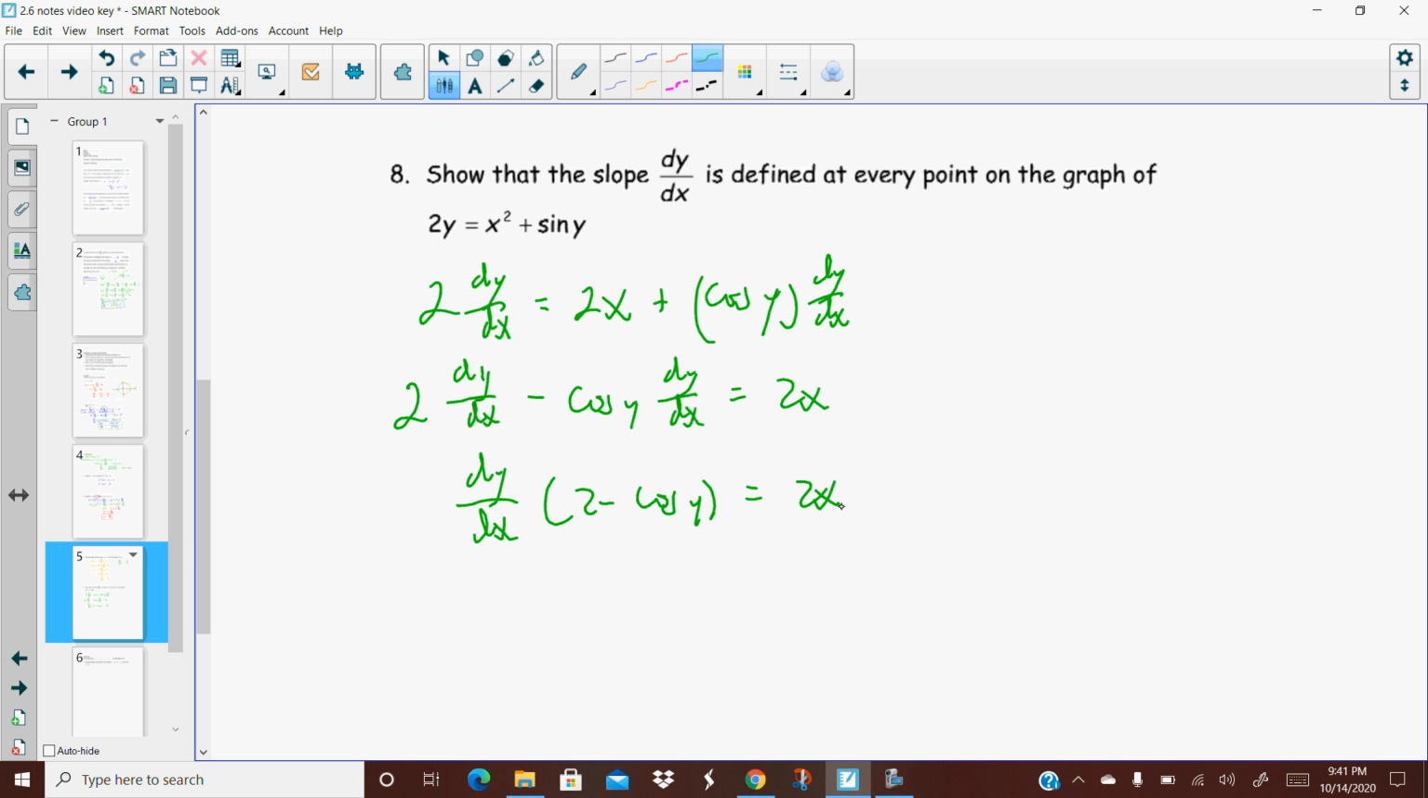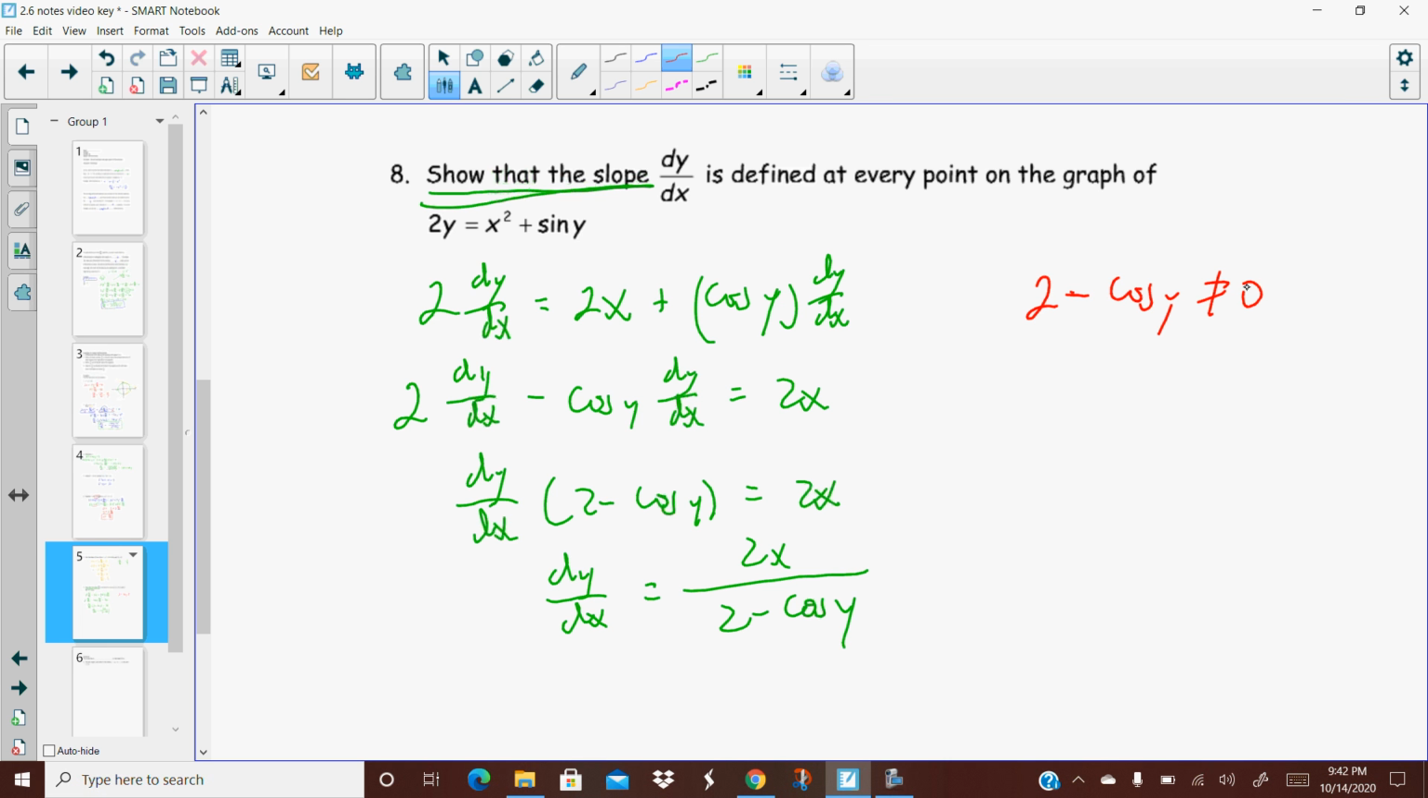And then divide both sides by what's in the parentheses. So we get that our dy over dx, our derivative, is 2x divided by 2 minus cosine of y. Well, it says we want to show that the slope, which we just found, is defined at every point on the graph. For it to be defined everywhere, there can't be any 0 in the denominator. So basically, for this to be defined everywhere, 2 minus cosine of y cannot equal 0.